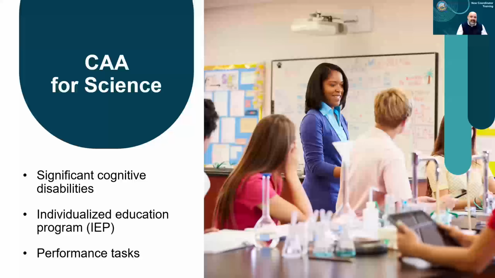The CAA for Science window opened in September and can be administered through the end of the year or June 30th, whichever comes first. For more information on the CAA for Science and Science Core Content Connectors, there are links in your resource guide.